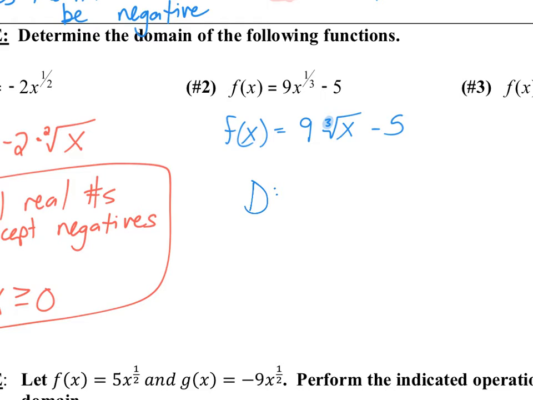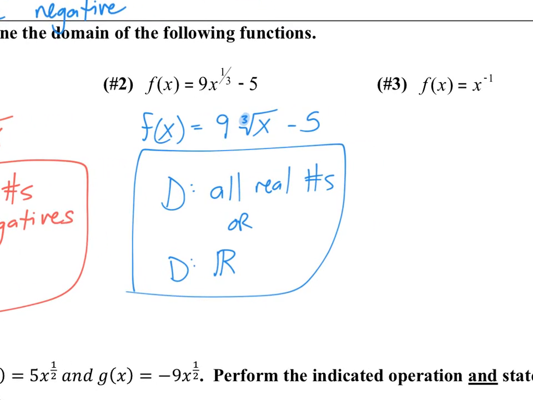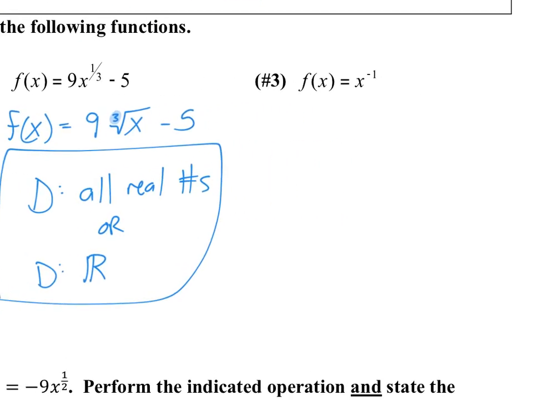So if it's all real numbers, you can write the words out, all real numbers. Or you could put down the domain and then put an R like that. There's a couple ways to write it. Basically, as long as you know it could be anything, positive, negative, doesn't matter, because it's an odd radical.